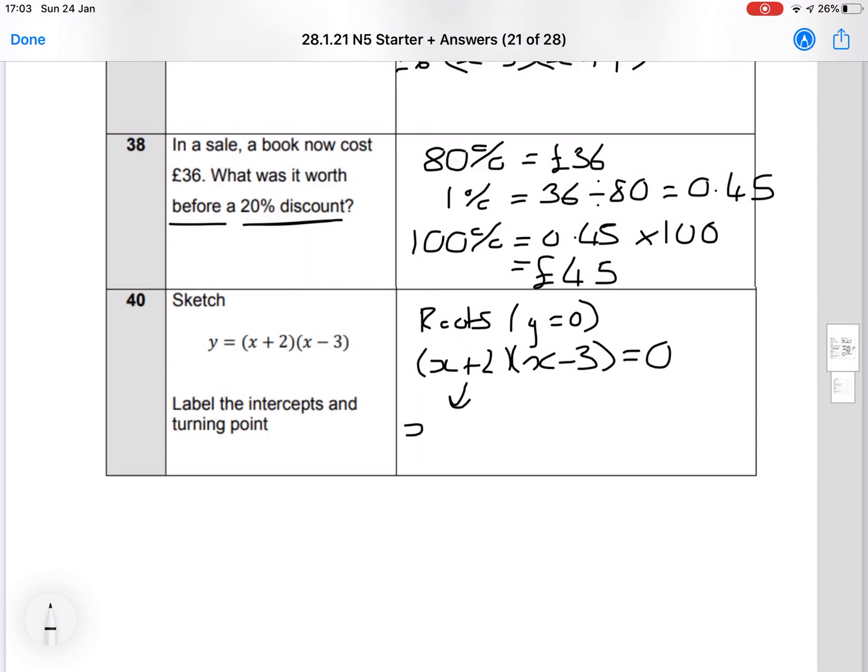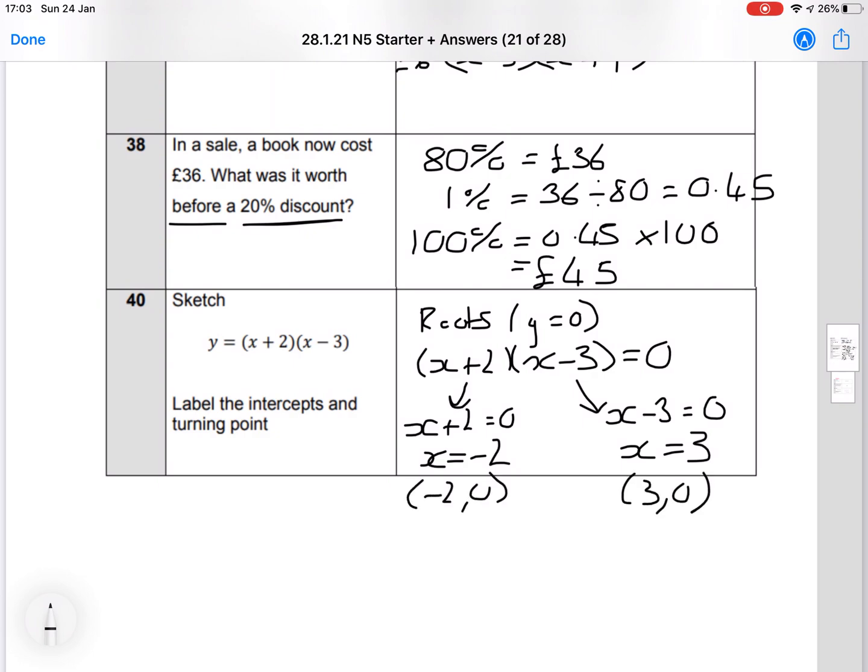So if we go ahead and solve each bracket, we have x plus 2 equals 0, so x equals minus 2. And we have x minus 3 equals 0, so x is equal to 3. So our two roots here are minus 2, 0 and 3, 0. The next thing I'm going to do is my turning point. Your turning point is halfway between your roots for your x coordinate. So we would add the roots together and half it: minus 2 plus 3 divided by 2. That's going to give you just 1 over 2 or 0.5, however you prefer to write that.